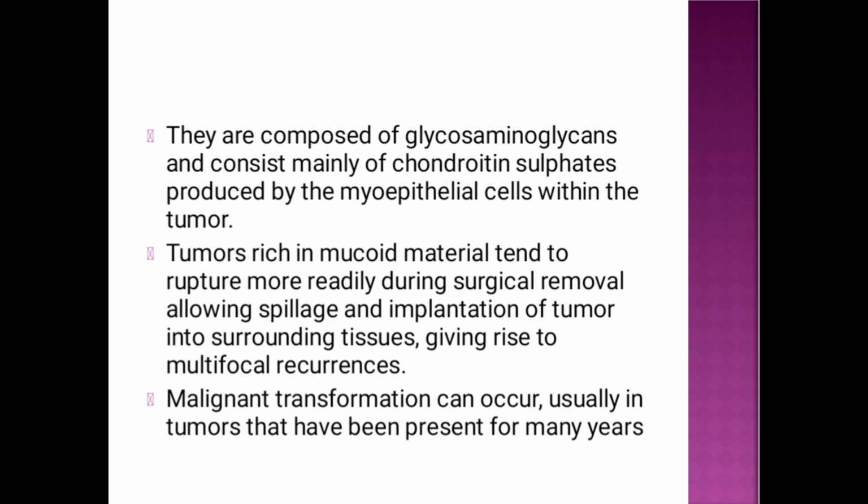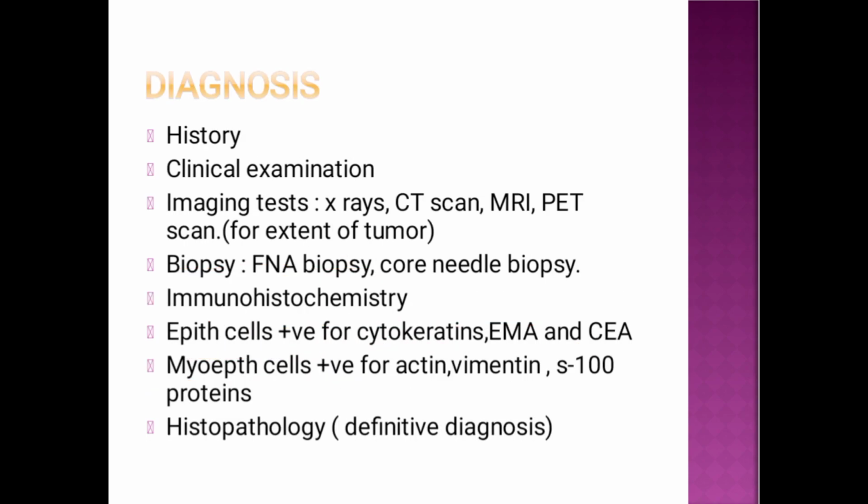A tumor rich in mucoid material tends to rupture more readily during surgical removal, allowing spillage and implantation of the tumor into surrounding tissue, giving rise to multifocal recurrence. So when a tumor is rich in mucoid material and you remove it surgically, it will spill and implant in the surrounding tissue. Malignant transformation can occur usually in tumors that have been present for many years.